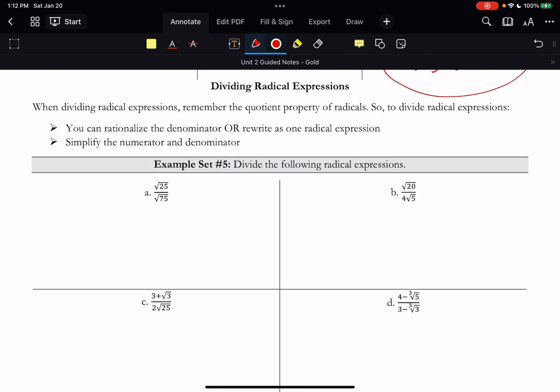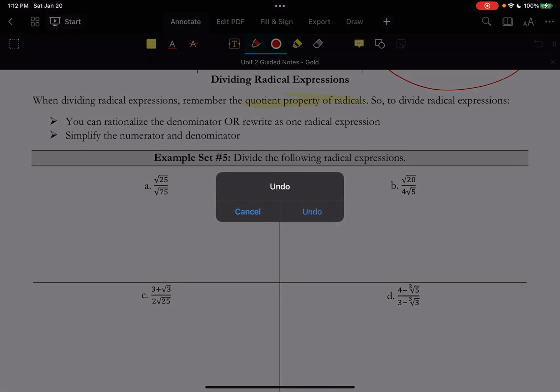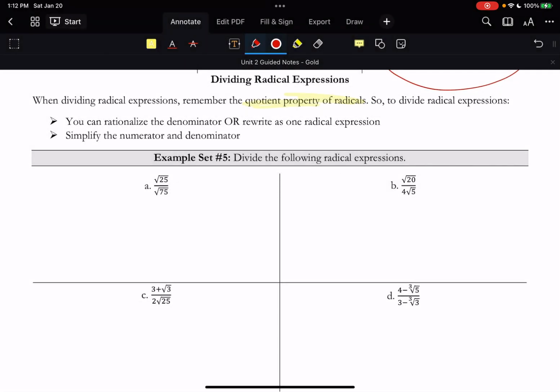So now last up we have dividing. The quotient property of radicals, again, says if I'm dividing two radicals of the same index, I can write them as one single radical. So if I have something like the square root of 6 divided by the square root of 3, I can write that as one. So I can write that as the square root of 6 divided by 3, and this we know 6 divided by 3 is 2. So I can divide just like that.